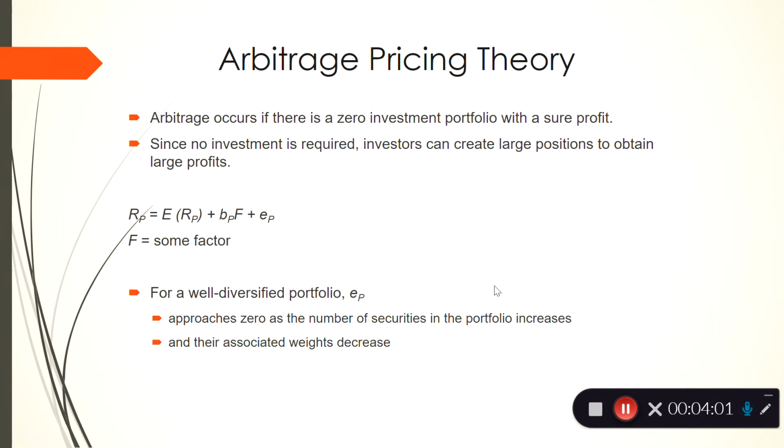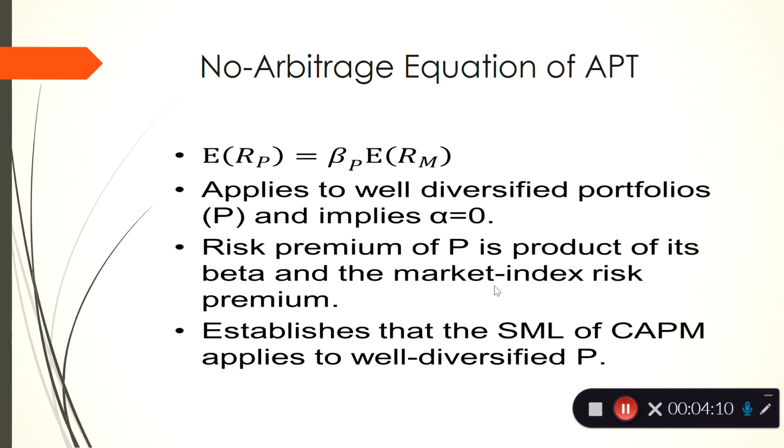If this is a well-diversified portfolio, then the error term would approach 0. The no arbitrage equation for APT says that the expected return of the portfolio is the beta of the portfolio times all of the market's rates of return. It applies to all well-diversified portfolios, and it implies that the alpha value is equal to 0. So if it is possible to find factor loadings that meet this, then there would be no unexpected returns. In essence, the SML would be CAPM for a well-diversified portfolio.